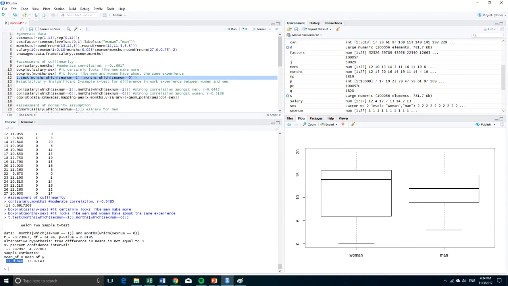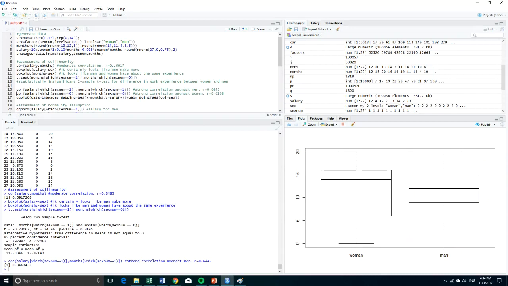The sample mean for men on average have worked 11.5 months and women 12 months. So that's quite close, and there's, again, a lot of overlap. So the t-test corroborates what we saw with the box plots. But let's take a look at the effect of experience on salary.